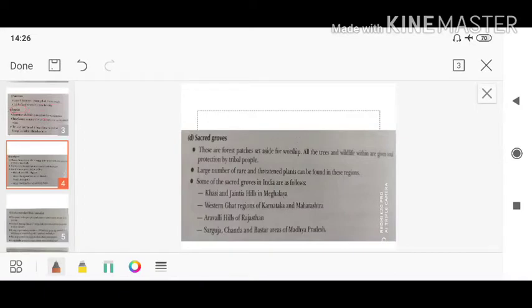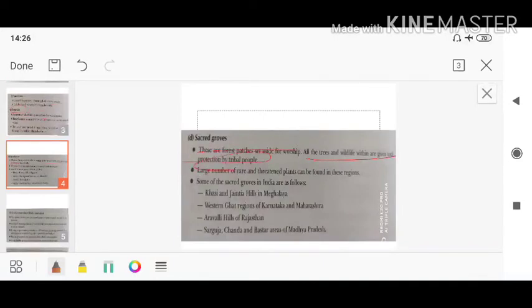So in those regions, what they feel is that all those things linked to that tree, or all the area nearer to it, are being preserved. Why is it preserved? They believe that it is a place of worship and it has to be worshipped in a proper way and nobody should harm it. So no one will dare to go and disturb the tree. Indirectly what will happen? The place will be protected. So these are forest patches set aside for worship. All the trees and wildlife within the area are protected by whom?